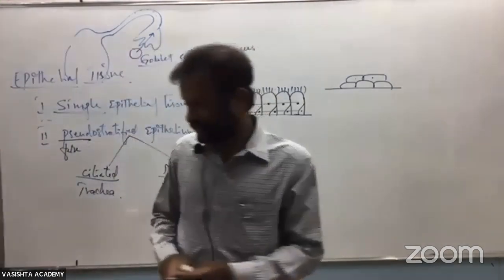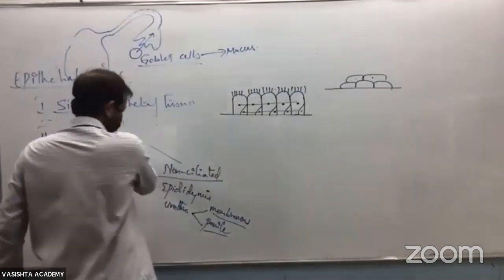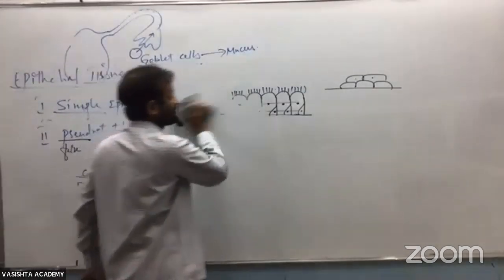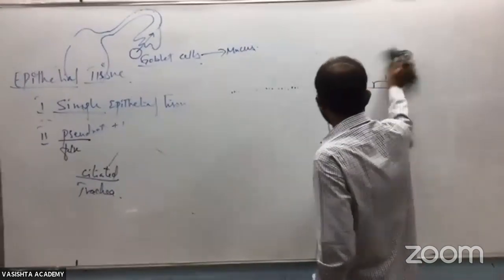Yes, that pseudostratified columnar epithelium you can see in bronchi also. I told you, columnar epithelium, it is present in bronchioles. Bronchioles are the branches of primary bronchi.